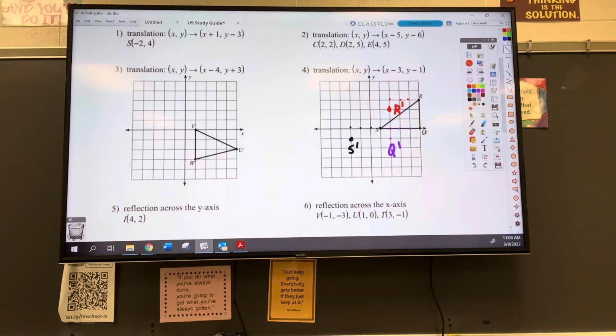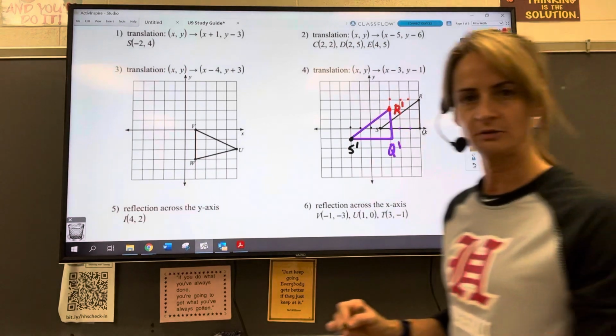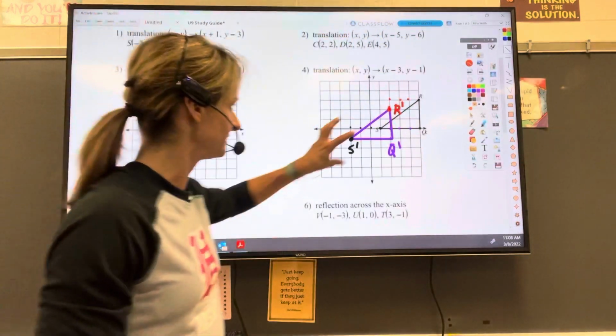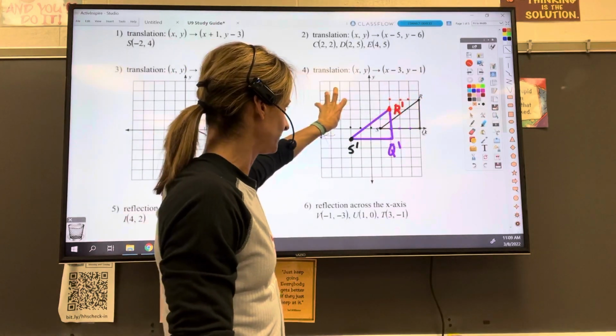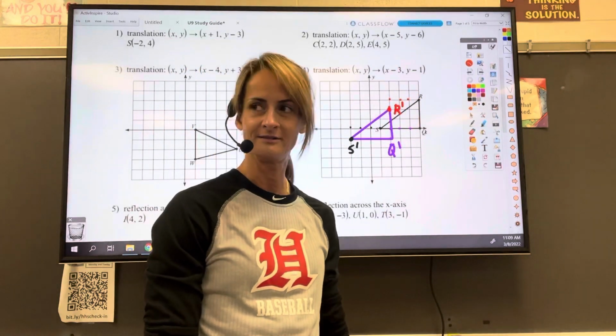And on most tests and SOLs, they don't ask you to translate 3 different points. It's usually just 1 point, but it's good practice for us right now. We have just taken this figure, we have translated it left 3 and down 1. How are we doing?